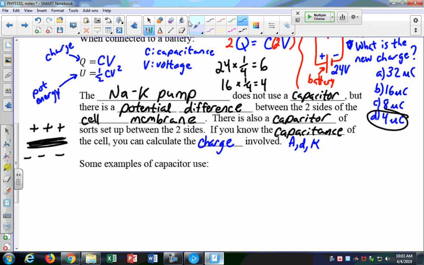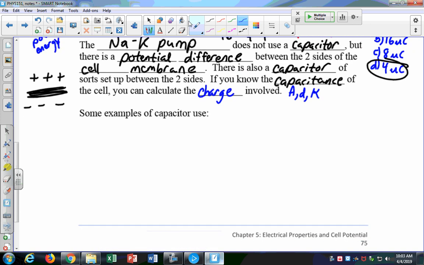And your book talks about that too. We have some examples of capacitor use. Flash on a camera. Actually, I don't know if camera flashes use these anymore. Like the really nice cameras do.